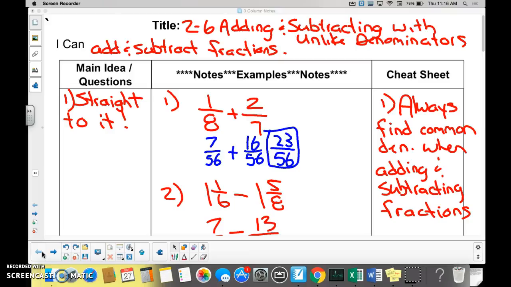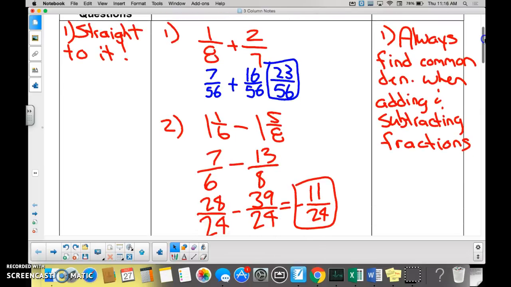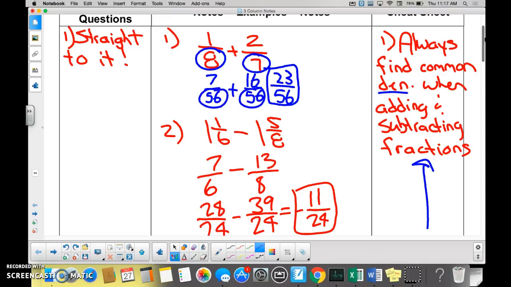So what we did is we went through various types of problems when adding and subtracting fractions with unlike denominators. The big key here, I'm going to skip straight to the cheat sheet: always find common denominators when adding and subtracting fractions. This is not new stuff. When you're adding and subtracting fractions with unlike denominators, such as 1/8 and 2/7, you have to find a common denominator, which whoever did this one did with 56.